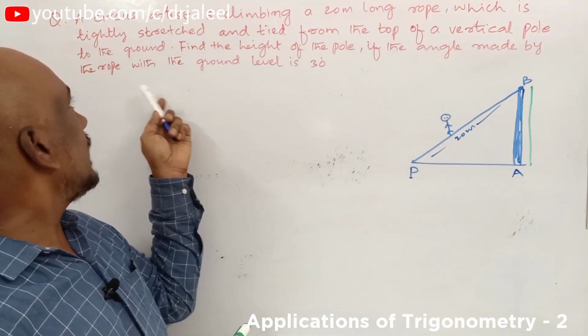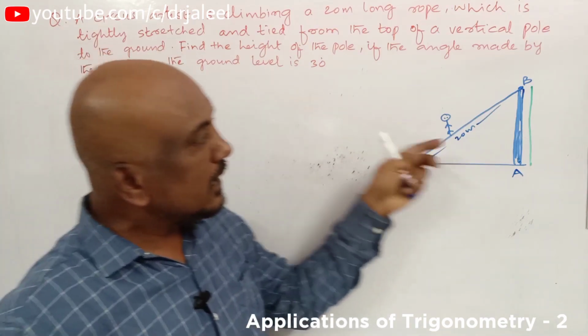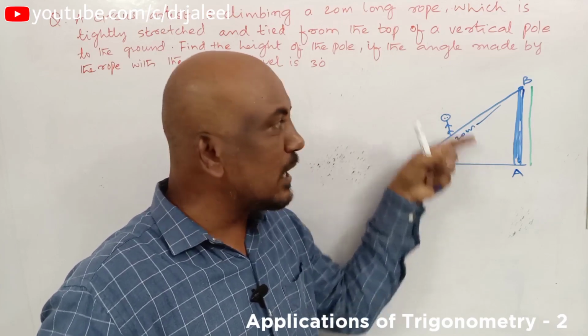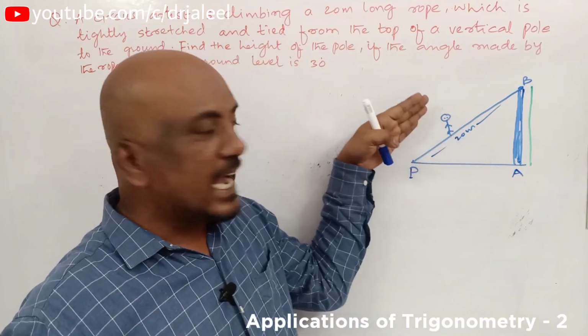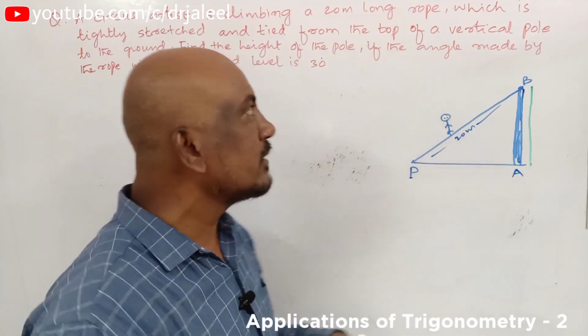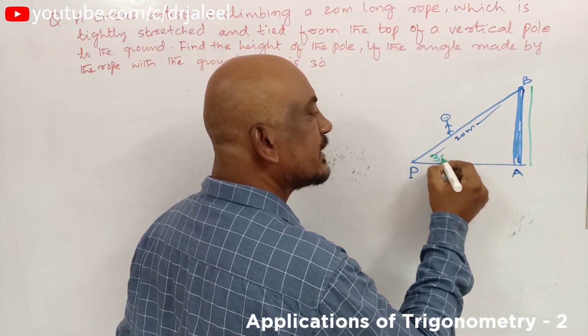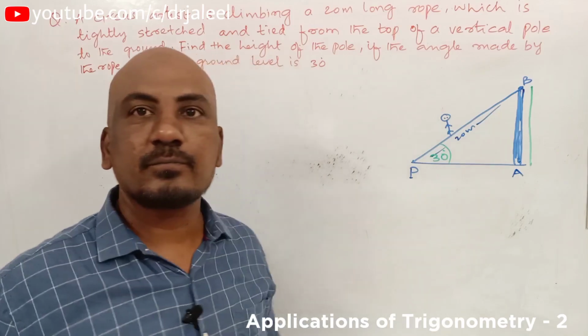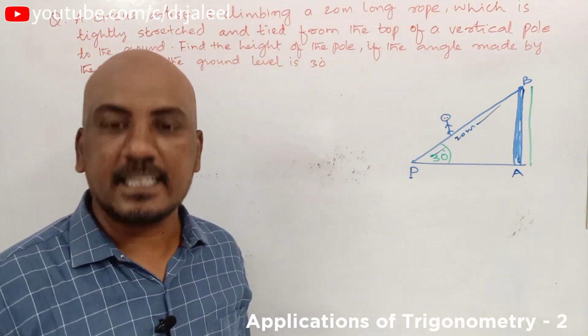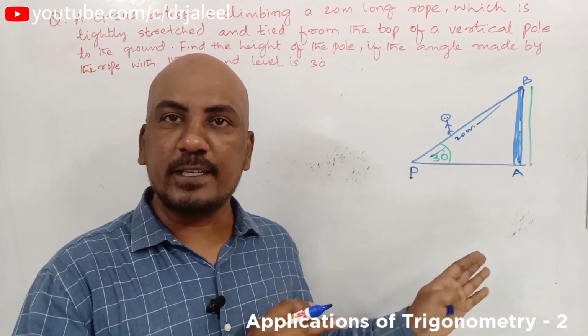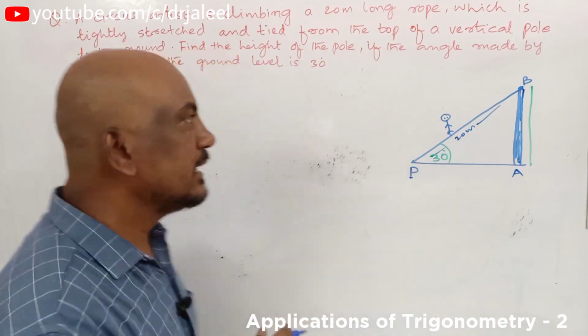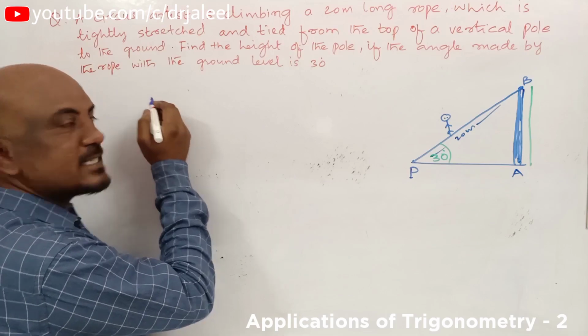If the angle of the rope and the ground, the angle between the rope and the ground, otherwise we can say the angle made by the rope with the ground, is how much given? This is given to be 30 degrees. So children, now we understood the diagram, we have drawn it, we will describe it in the second step. So let us describe this diagram.